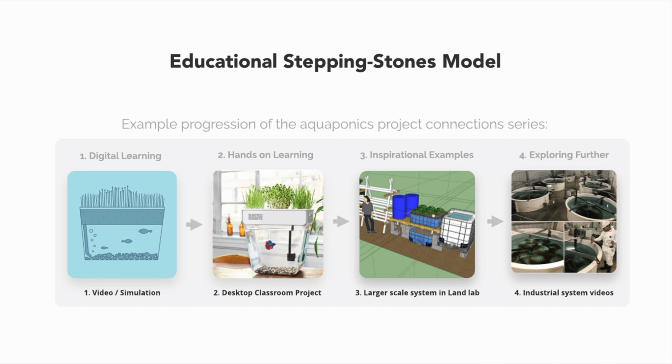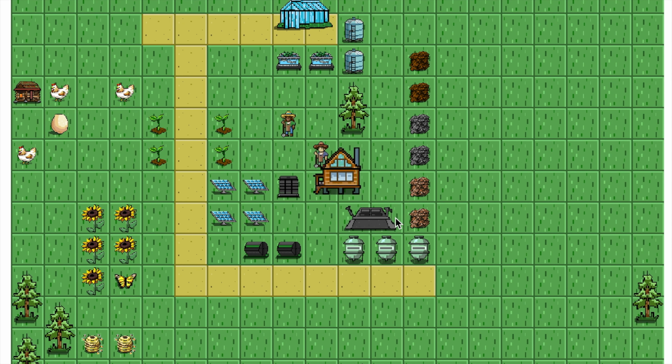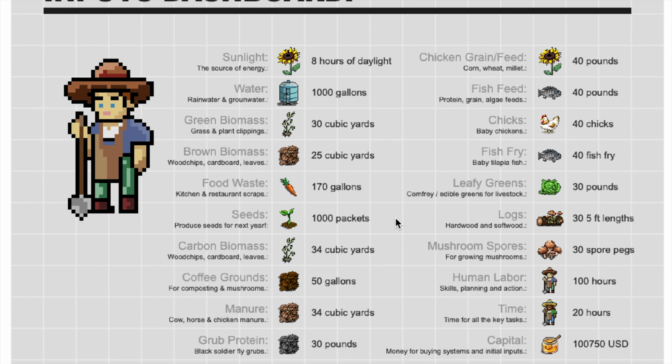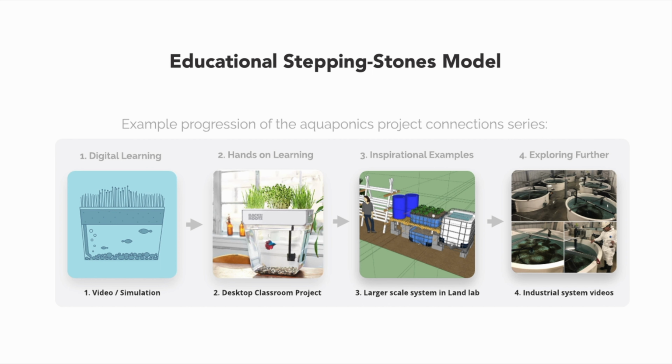We have a 4-step educational stepping stone model at Live Oak Computer Science. Here's an example progression of how we're illustrating concepts to students. First, we start with a digital learning activity. We show a video or simulation to students that's accessible to every student with access to Live Oak Computer Science. Then we walk classrooms through hands-on learning activities with affordable kits. For aquaponics, this might mean setting up a desktop betta fish growing microgreens.